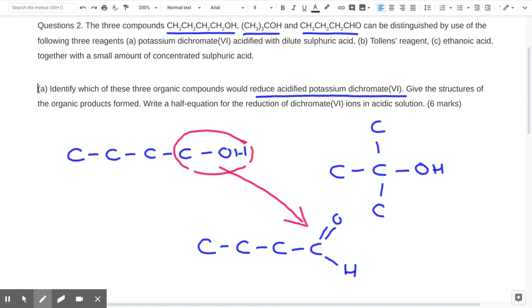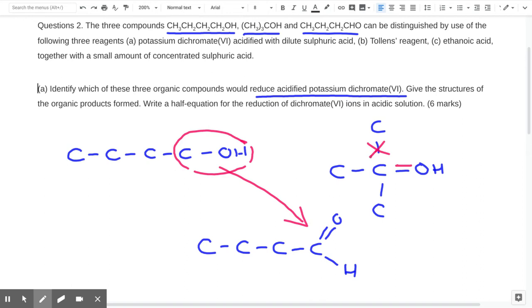The tertiary butyl compound here can't be oxidized because in order to create the double bond, in order to create some sort of carbonyl structure, we'd have to get rid of one of these carbon-to-carbon bonds here, and we can't do that with potassium dichromate, so that compound won't oxidize.